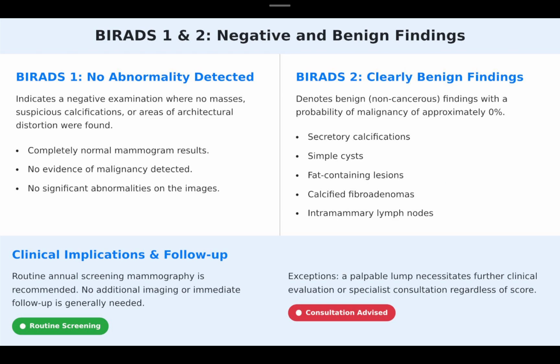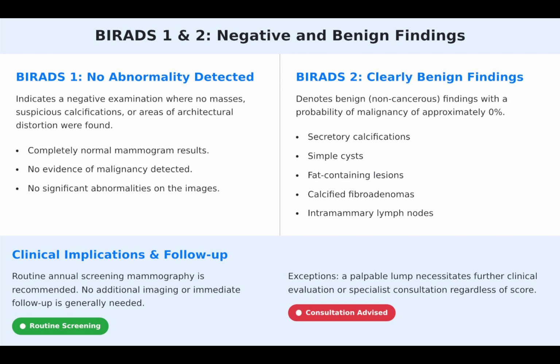Moving to the reassuring end of the BI-RADS spectrum, we have categories 1 and 2. BI-RADS 1, no abnormality detected. This is excellent news for the patient. It means the breast tissue appears completely normal and symmetrical on imaging, with no masses, architectural distortions, or suspicious calcifications identified. The breasts are essentially clear and the risk of cancer is considered extremely low.